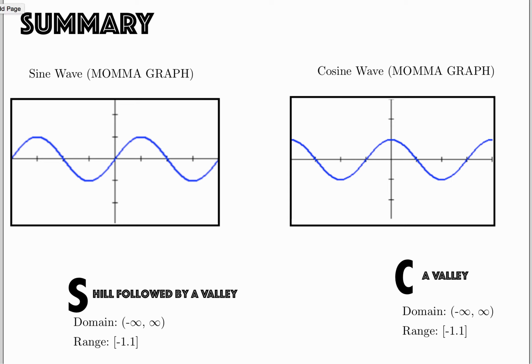So summary. We're going to do a lot of these tomorrow in class as practice. What I want you to realize is that we've got mama wave. Mama is a hill followed by a valley. Her domain is all real numbers, and her range is from -1 to 1. Cosine is just a big valley. Her domain is all reals, and her range is also -1 to 1. Now you may be thinking, Mrs. Trulin, you just told me the general formula is A, sine or cosine, B, but you didn't tell me what x plus c and this plus d meant. Little by little, let's just practice graphing some sine and cosine waves tomorrow.